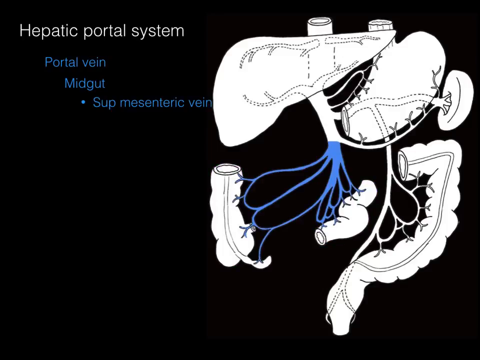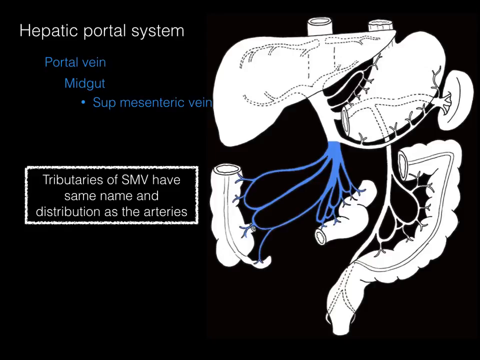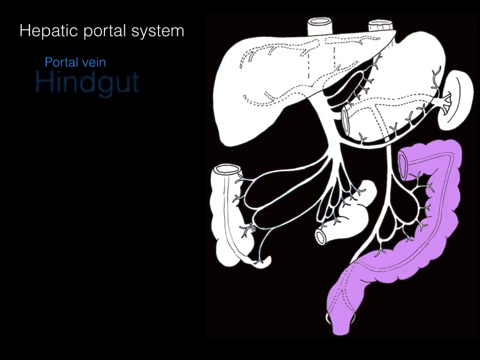The superior mesenteric vein is what drains the midgut and all those organs of the midgut. So all veins from the midgut end up in the superior mesenteric vein, and the tributaries of the superior mesenteric vein have the same name and distribution as the arteries.